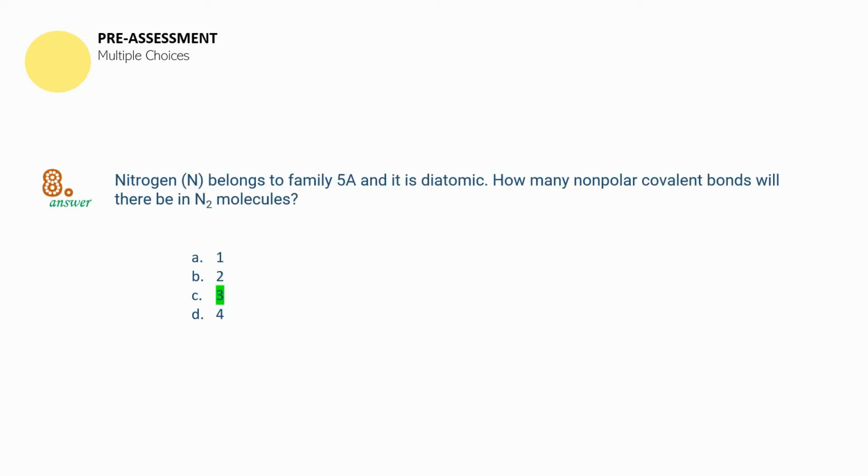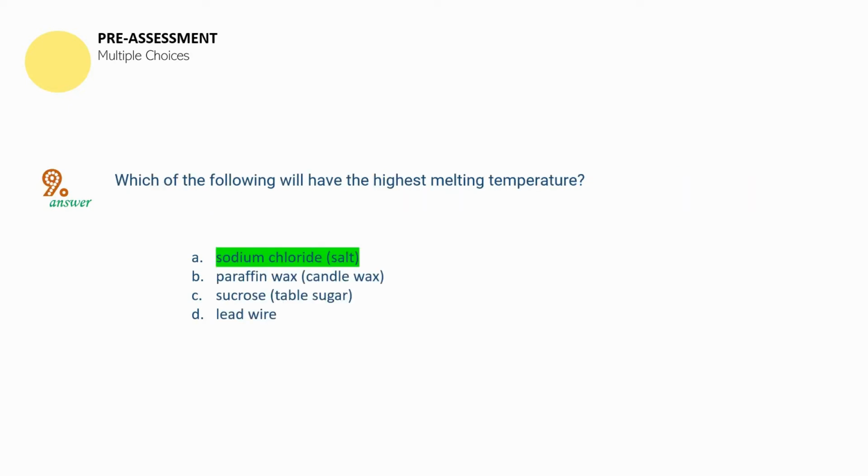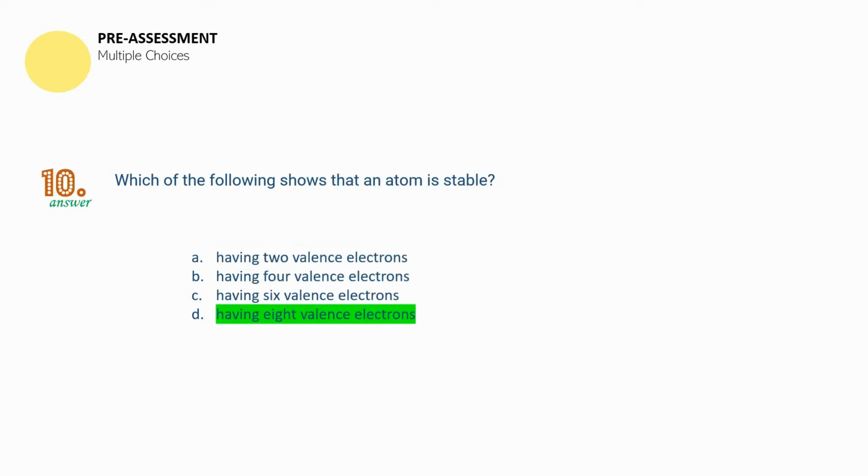Question number 8, the answer is 3, C. Question number 9, the answer is A, sodium chloride or salt. Question number 10, last question, the answer is letter D, having 8 valence electrons. Count the number of your correct responses.